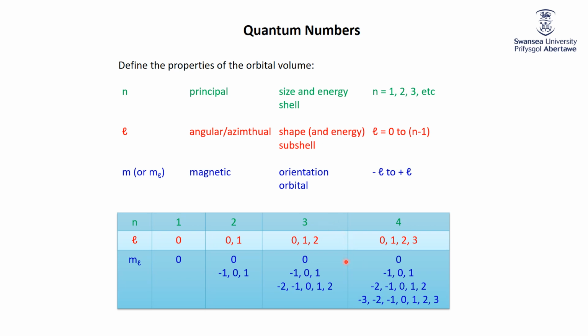In the second shell, there's 4 possible orbitals. In the third shell, there are 18 possible orbitals. And in the fourth shell, there are 16 possible orbitals. And we'll see those numbers repeated in our next movie as we start really talking about the periodic table.